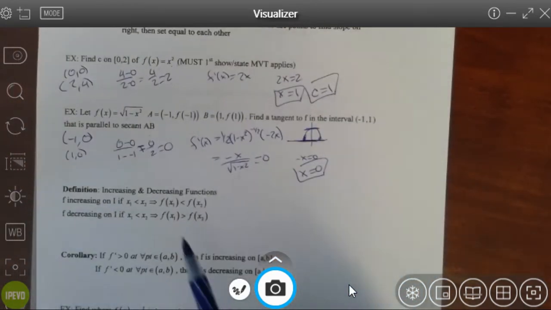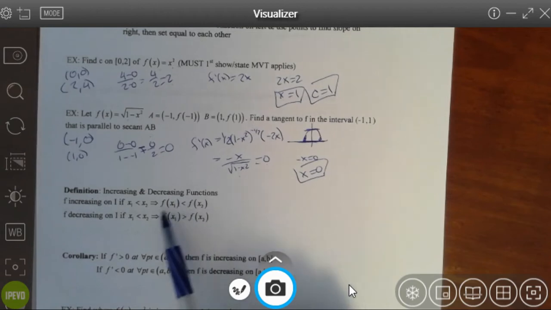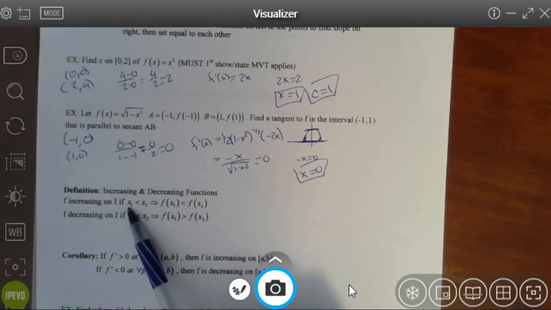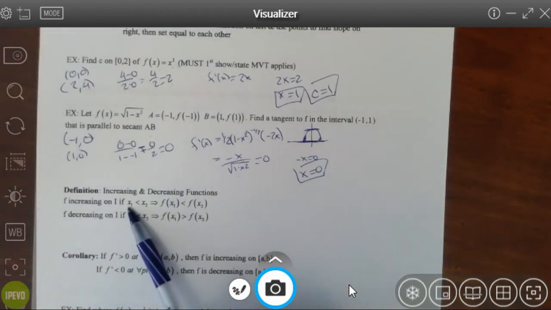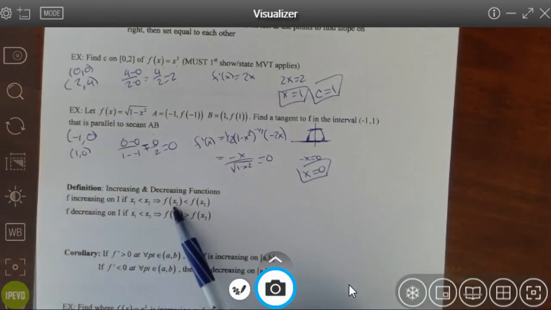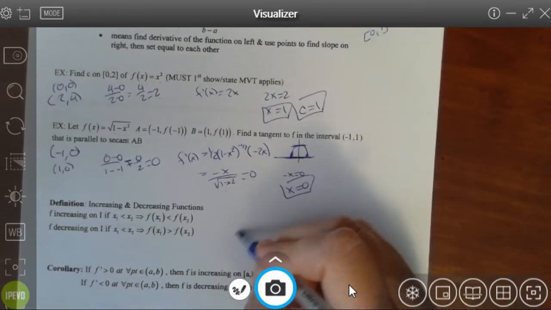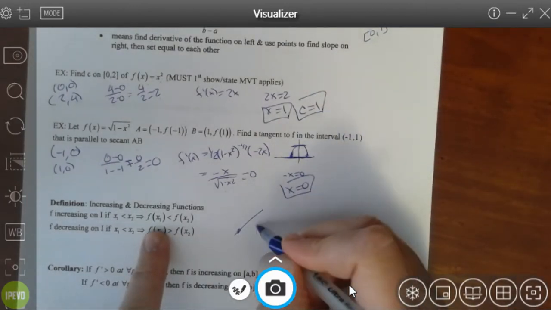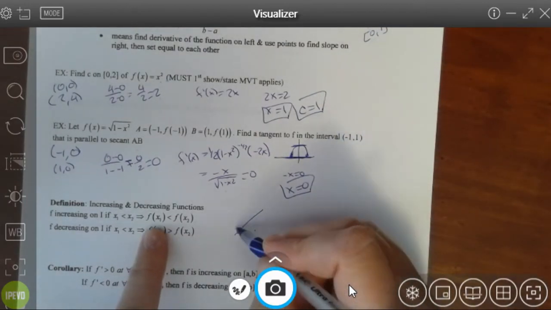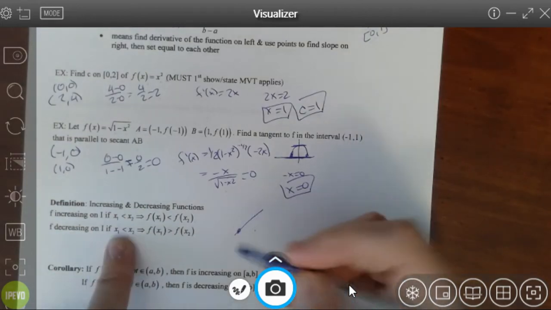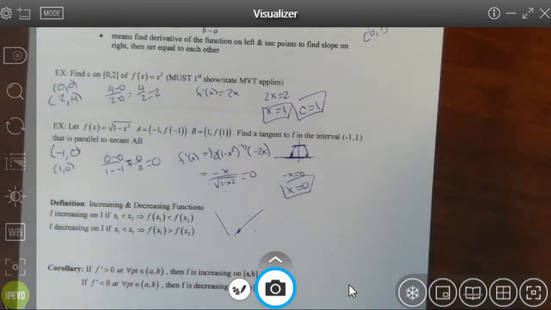All right, so by definition here, a function is increasing on an interval if x1 is less than x2 implies y1 is less than y2. So that should make sense. As if I'm going up a hill right here, this x value is lower than this x value here, and then this y value is lower than that y value. And then obviously the opposite is true for decreasing.